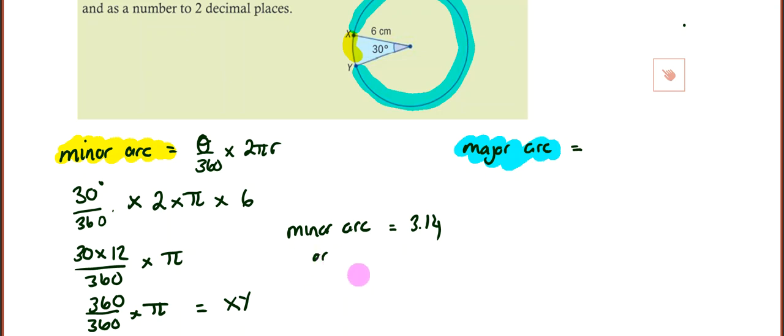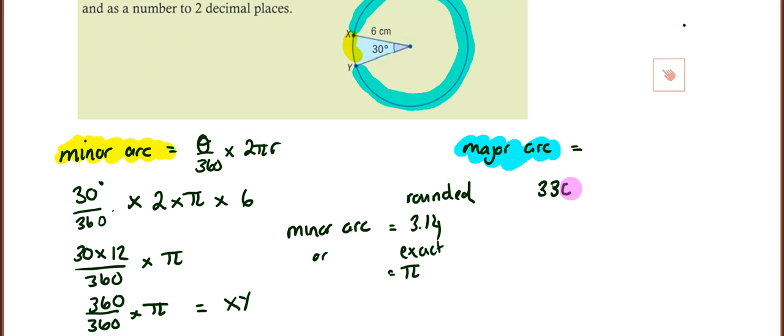Or I could say, and you're going to come up against this in the next question, it equals pi. And we've already got that. So 3.14 rounded, or pi. So that's rounded. This is exact. We talked about it. What about the major arc then?